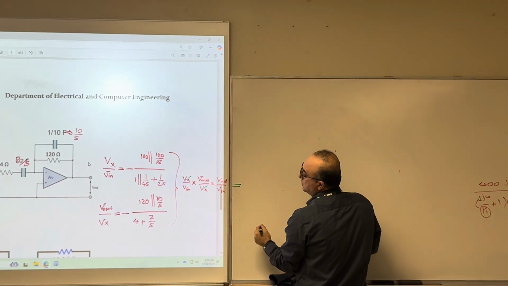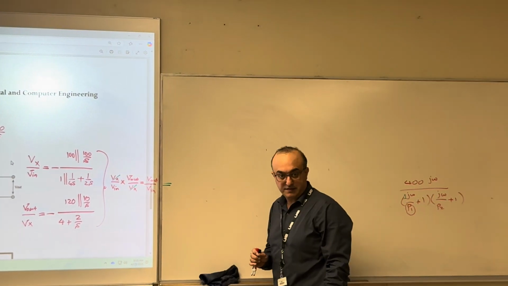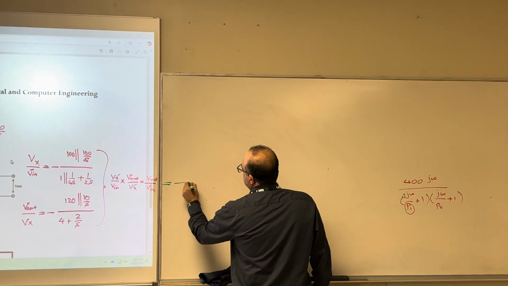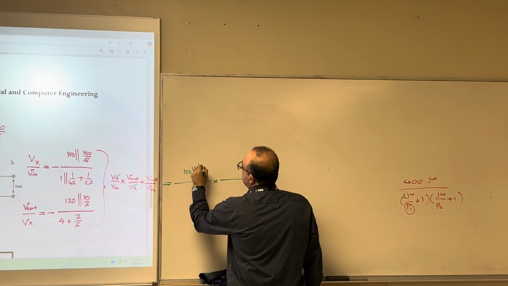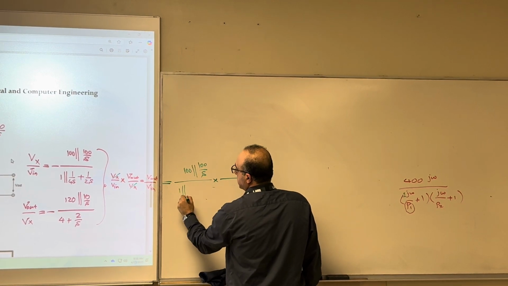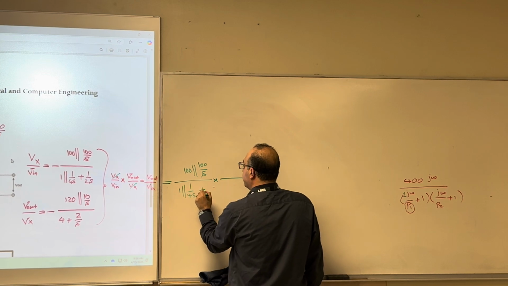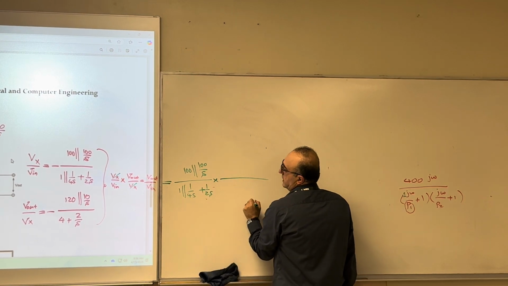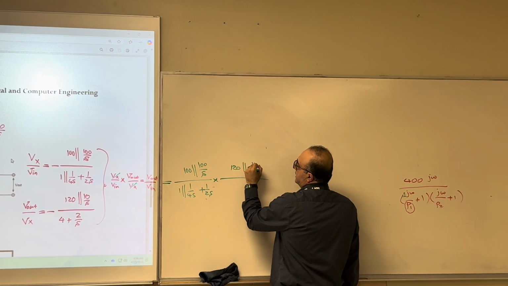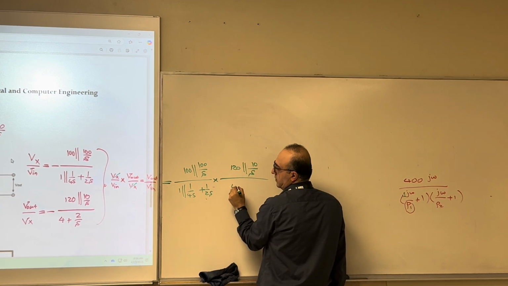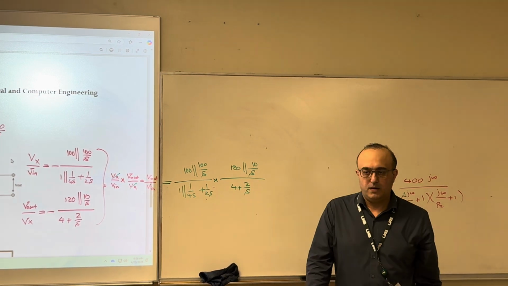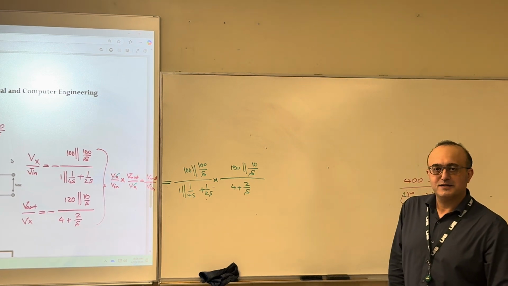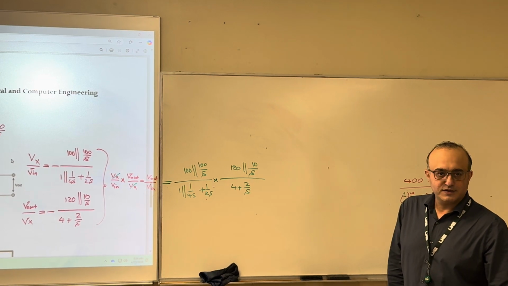So it equals negative, which is going to be cancelled with the other negative. The result is going to be multiple: 100 over 100S, 1 over 4S, then plus 1 over 2S, and 100 parallel with 10 over S, and 4 plus 2. I believe you can simplify that. It's not going to be difficult.